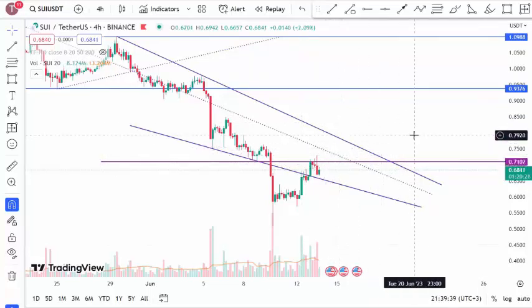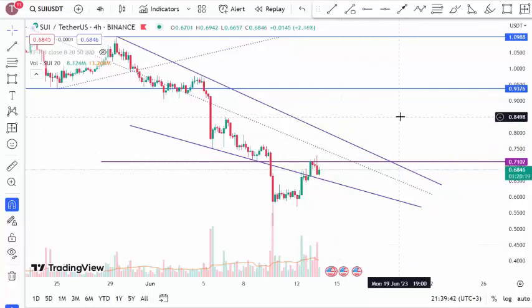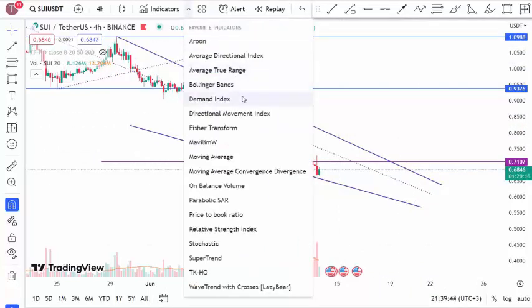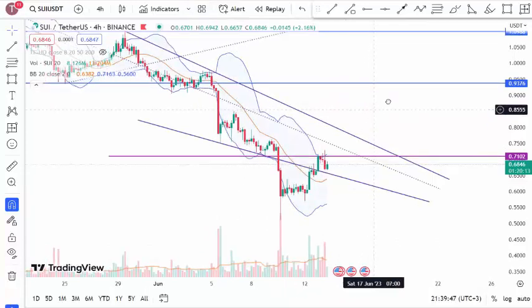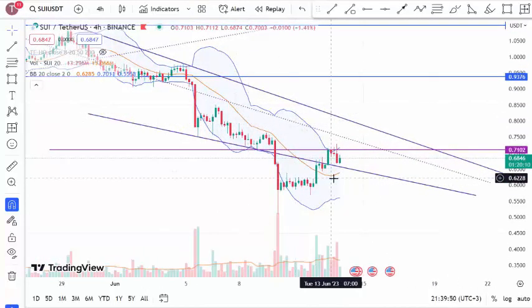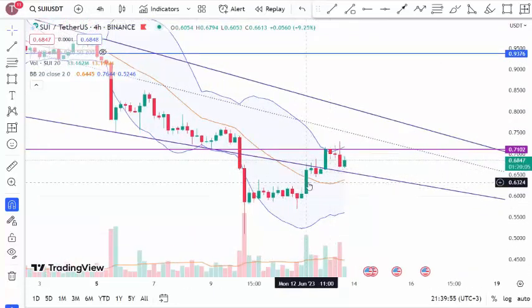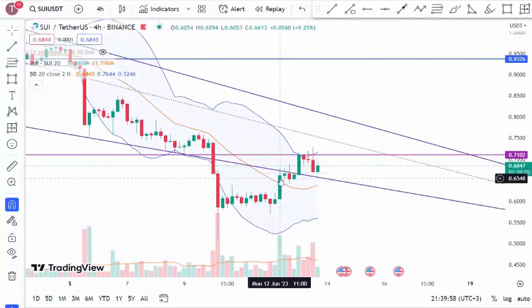Now, let's move on to our indicators. Looking at our Bollinger Bands, we can see that the middle line of the Bollinger Band has broken upwards. This upward breakout actually indicates a buy signal for us, and the price has risen nicely from this point. Currently, it is moving towards the middle band.